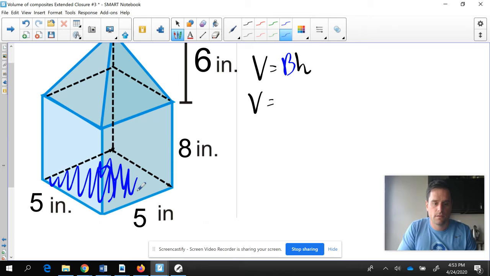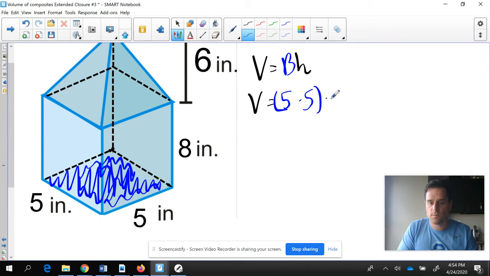Man, this little pen thing is just a game changer. It's a game changer. And we're going to take that 5 times 5. That's the base. We multiply that by the height.